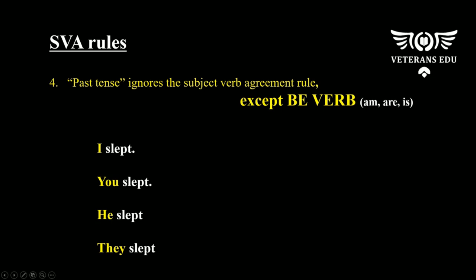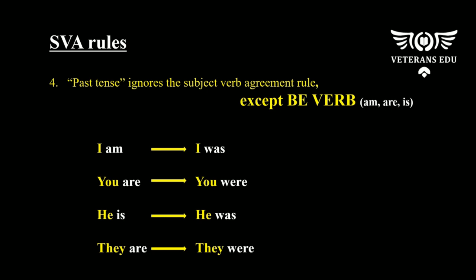Rule number 4. Past tense ignores the subject-verb agreement rule except for the be verb. When you write your essay, you realize that when it comes to past tense, you don't really have to worry about the subject-verb agreement rule. And the only exceptions are be verbs, which are am or is. So for example, when you're writing the past tense, I am would become I was, you are would become you were, he is would become he was, and they are would become they were.